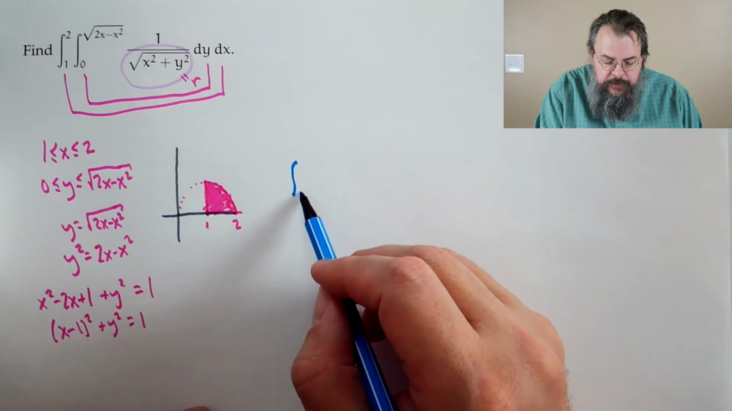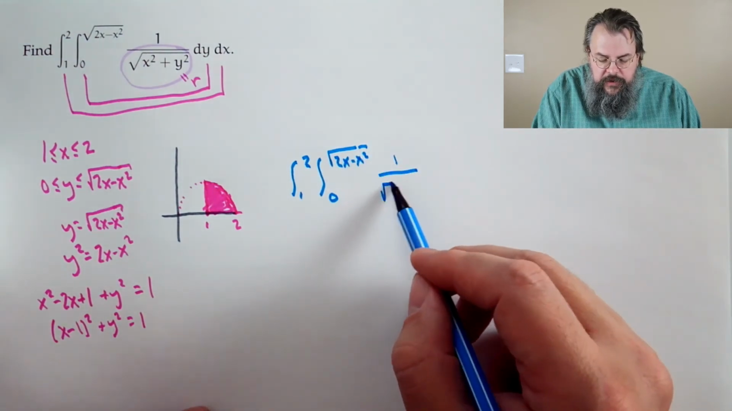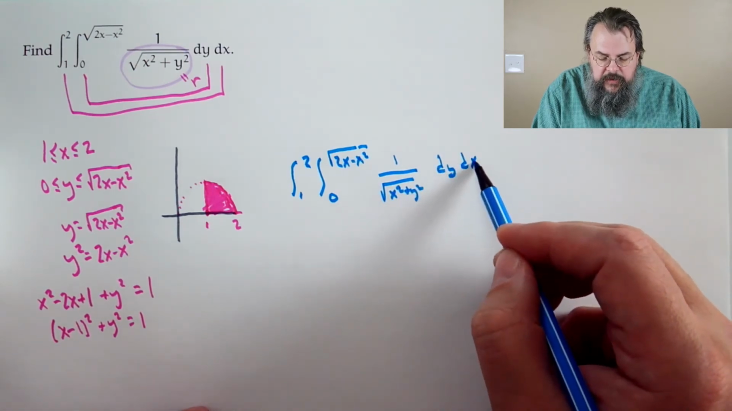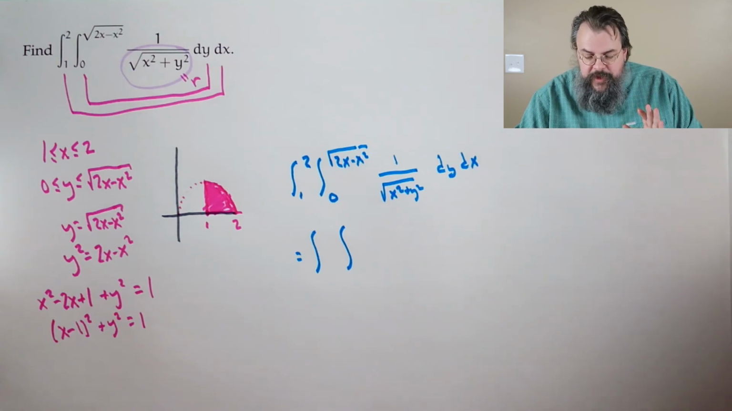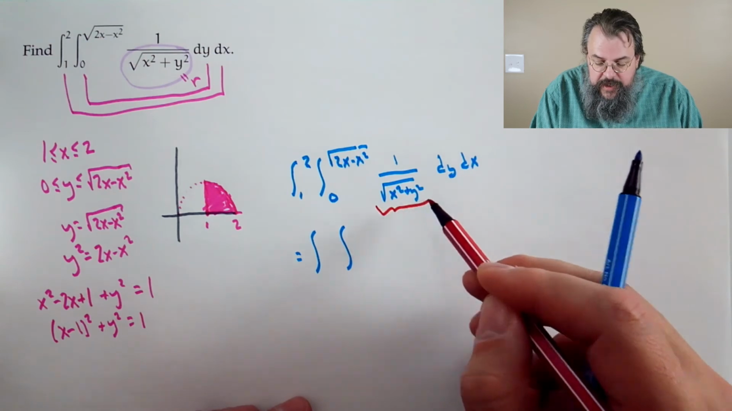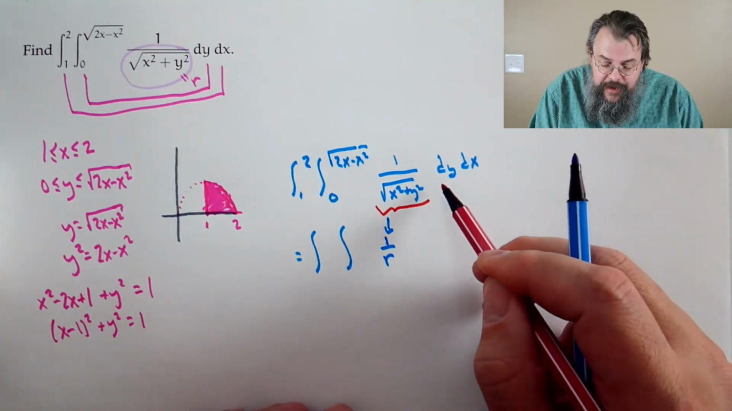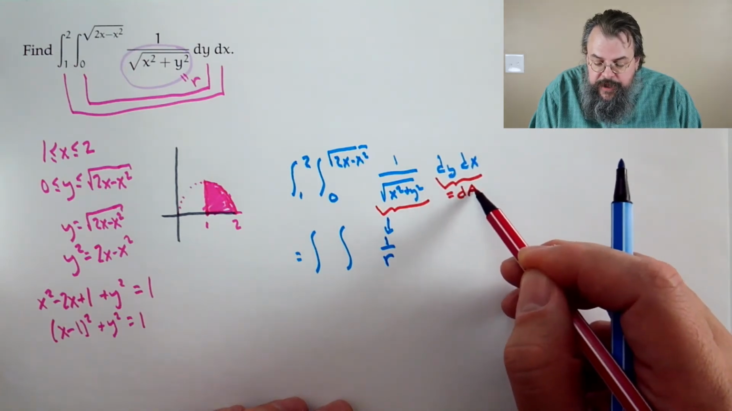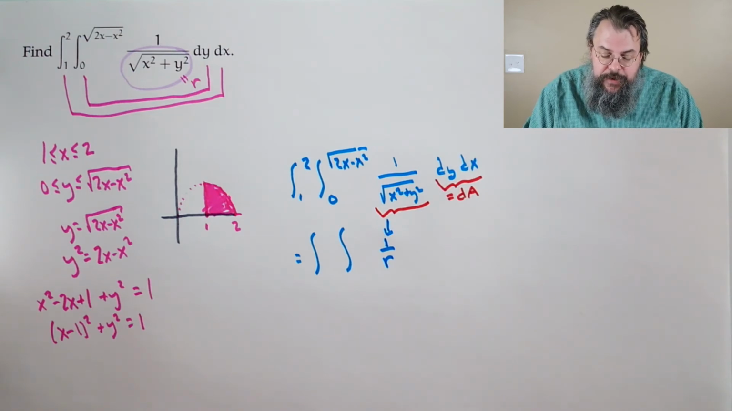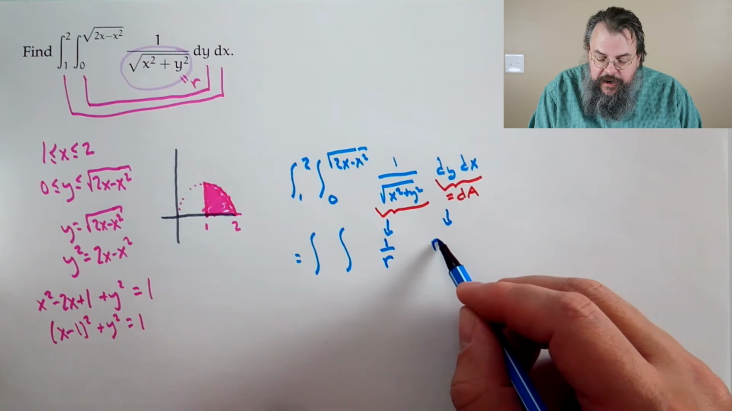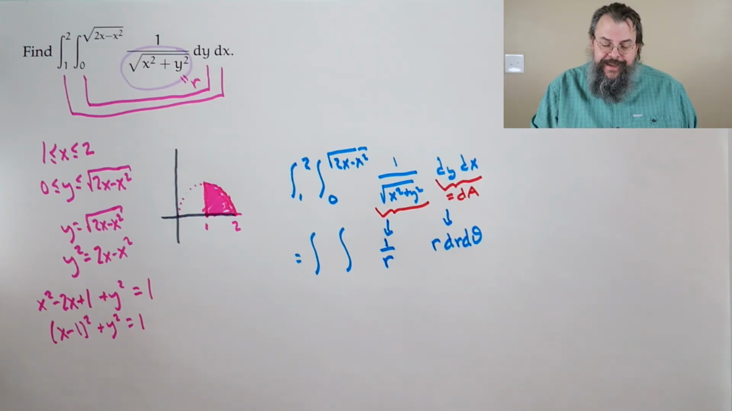Okay, so let's see what our integral would become. The integral from 1 to 2, 0 to the square root of 2x minus x squared, 1 over the square root of x squared plus y squared, dy dx, would become an integral. Take it carefully. 1 over the square root of x squared plus y squared, that's the function, and that would become 1 over r. Now, dy dx, I want to be careful here. That's the way we break up area when we're doing Cartesian. So what does dy dx translate into? Since it's dA, it becomes r dr d theta. And now we're like, wow, this is fantastic. What do you see? The r's cancel.